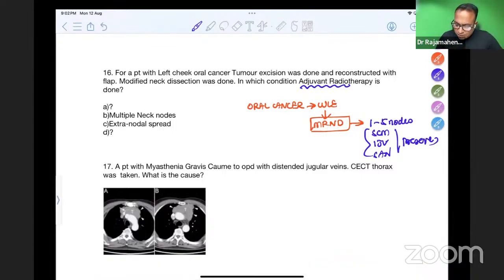So when I'm doing this surgery, when will I give post-op RT also? Usually when you do surgery, no need of RT. No, when will I do RT? When there is an extranodal spread, extracapsular spread. This is a classical MCQ.